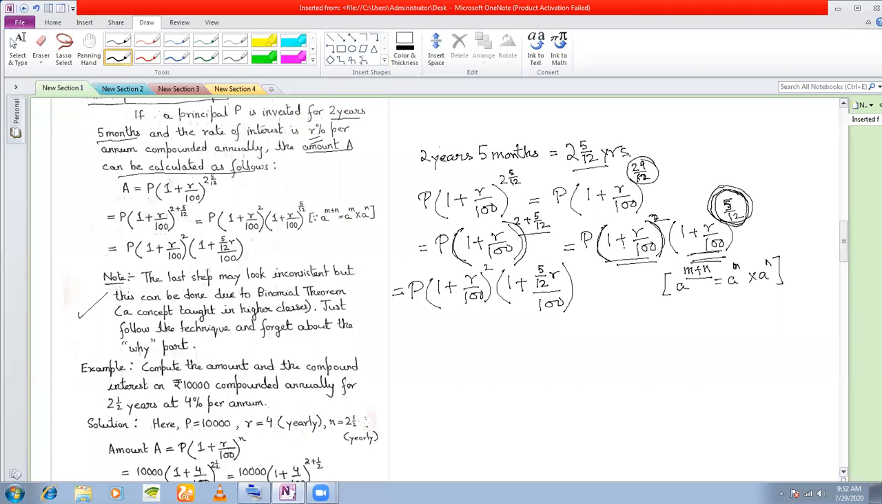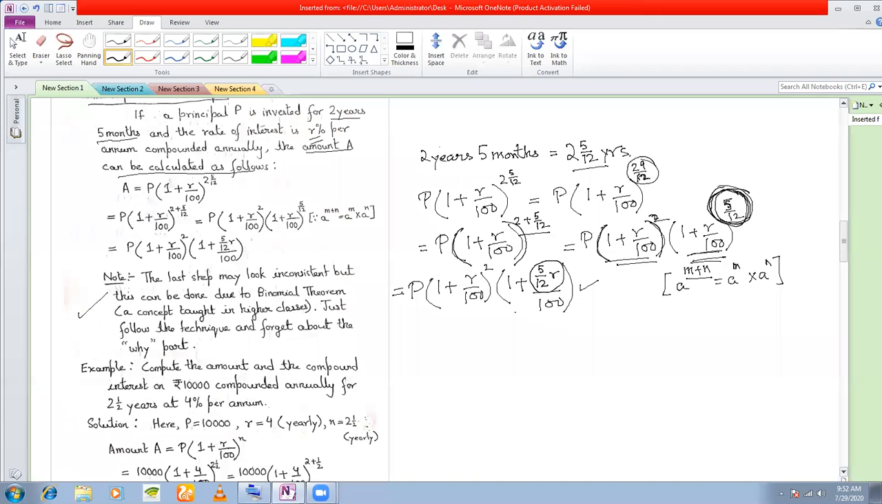Is this technique clear? Sir, I can't understand the last step. I am telling you that you don't need to understand. You just have to know the technique. Did you understand how to remove the fraction? The question of why does not arise. The question is, did you understand the technique? What I did here, did you understand? Yes, sir. I have simply removed the power 5 by 12 by multiplying it by r.